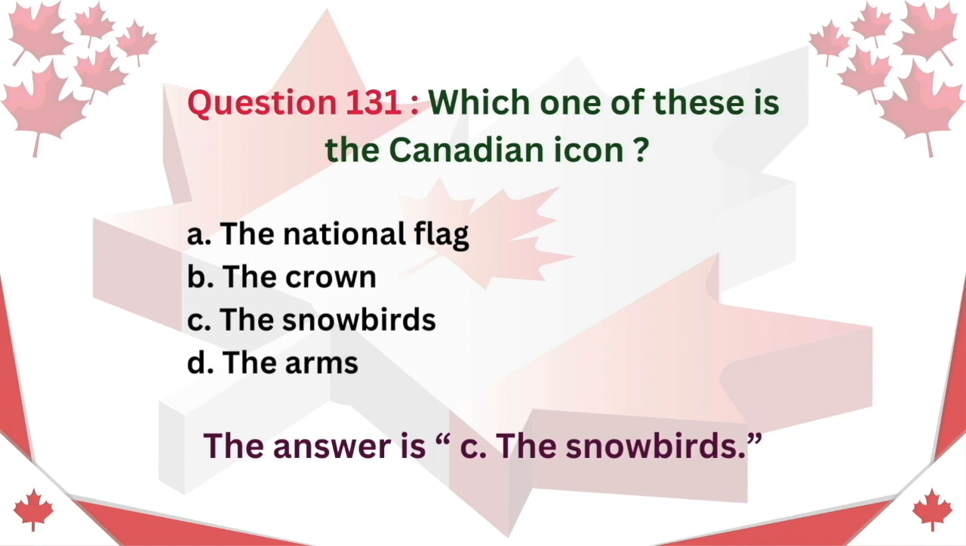Question 131. Which one of these is a Canadian icon? A. The national flag. B. The crown. C. The Snowbirds. D. The arms. The answer is C. The Snowbirds.